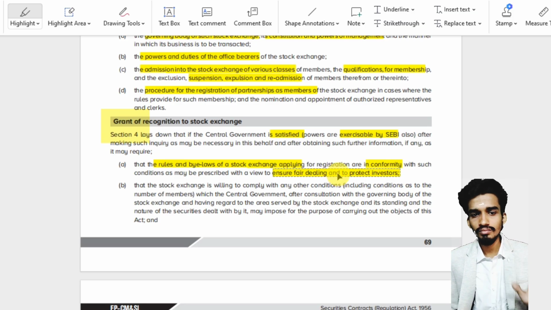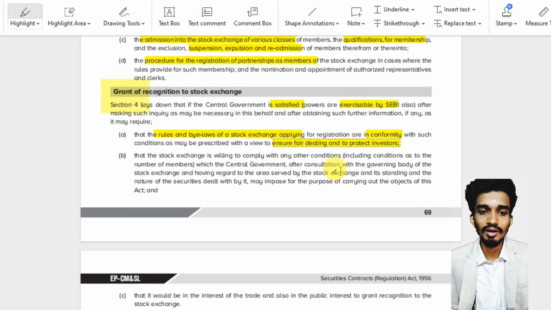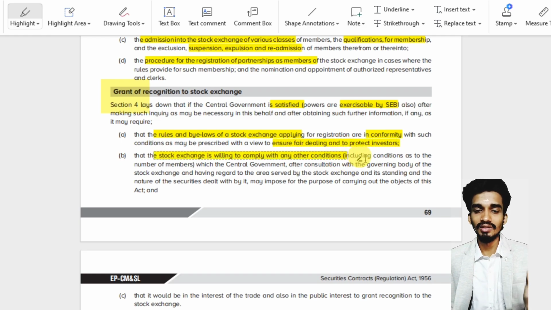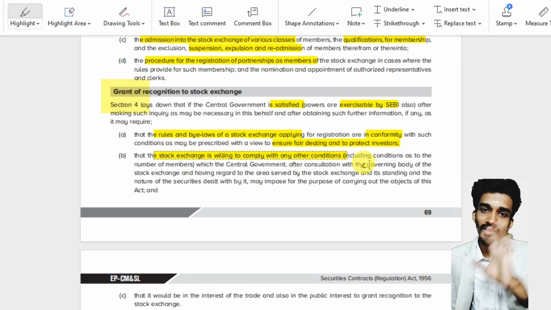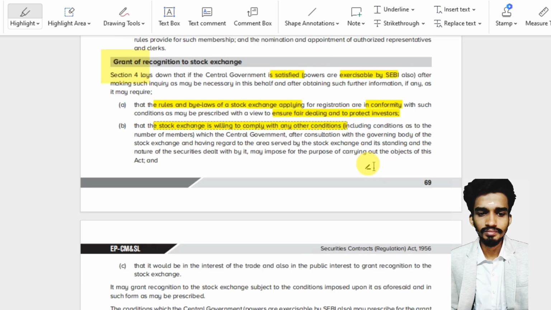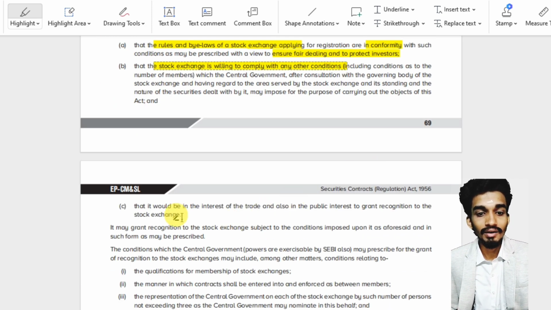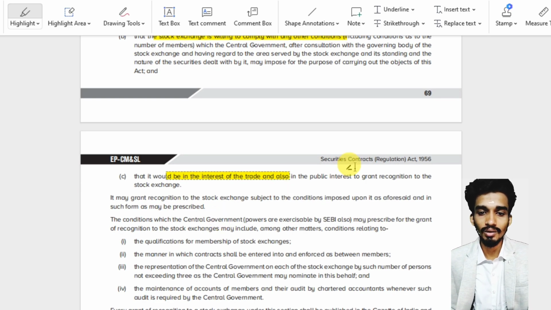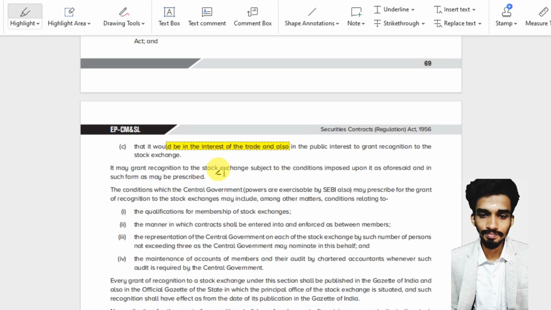So SEBI will grant the application if the stock exchange is willing to comply with any other conditions. If SEBI imposes any other condition and the stock exchange complies with it, then they can grant the application. And it must be in the interest of trade and the public interest. So the public is interested in recognizing this stock exchange as a recognized stock exchange. If these three criteria are covered, then it may grant the recognition, or reject.